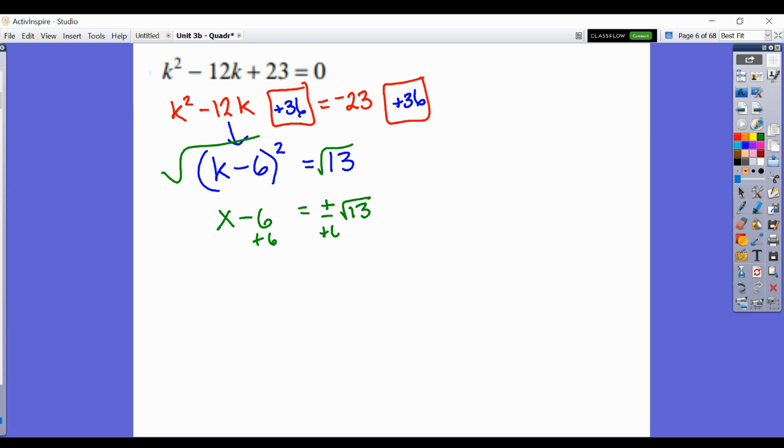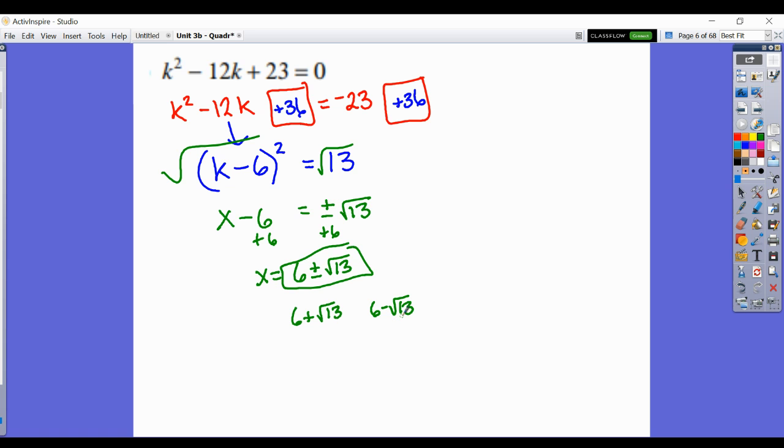Last step, add 6 over. We're almost done. 6 plus or minus the square root of 13 are the two answers. 6 plus the square root of 13, 6 minus the square root of 13. You can write it like this for me anytime, but just so you know, that is the two separate answers, 6 plus the square root of 13, 6 minus the square root of 13.